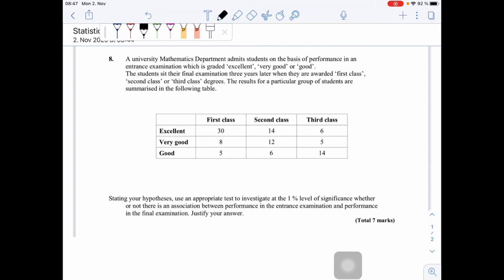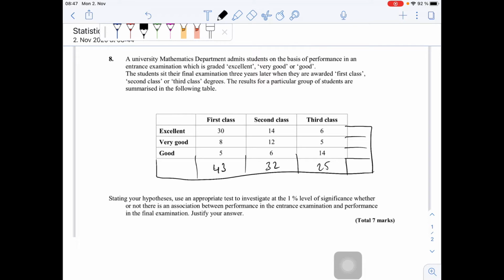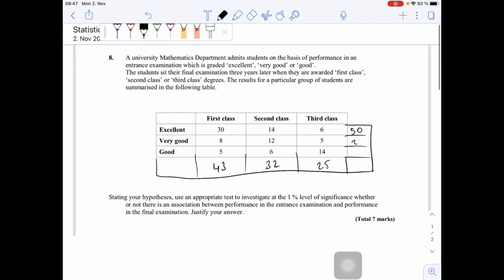What we need to do first of all is find how many students there are. So I will tell you the common mistake. We need to find the total students for each column and row. Here is 35, 40, 43, and here is 32, and then here is 20, 25, and then here is 20, 50, 13, 25, and then here is 25.